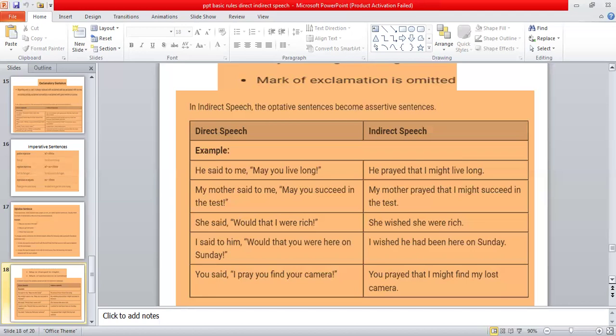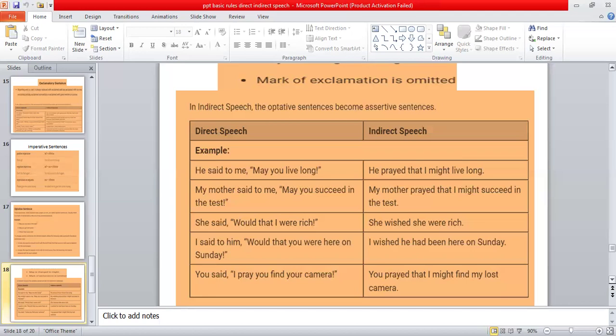"I said to him, would that you were here on Sunday." I wished he had been here on Sunday, because you know that simple past tense is changed into past perfect tense when we change the sentence from direct to indirect speech. "You said, I pray you find your camera." You prayed that I might find my lost camera.